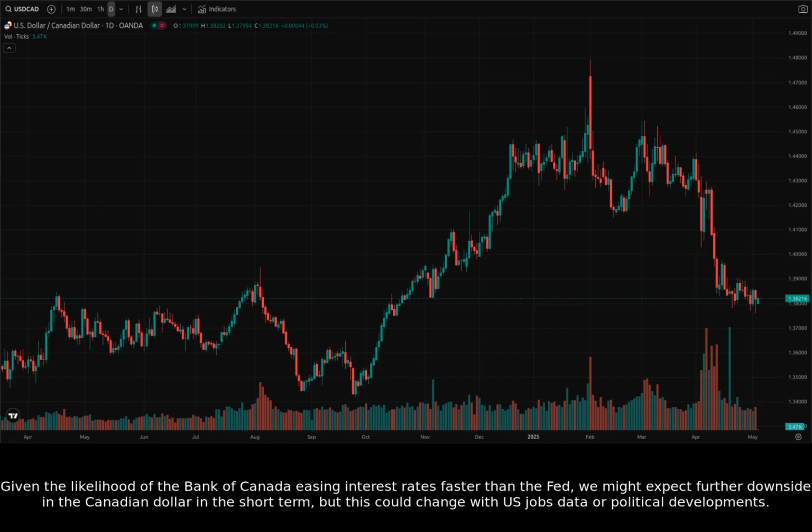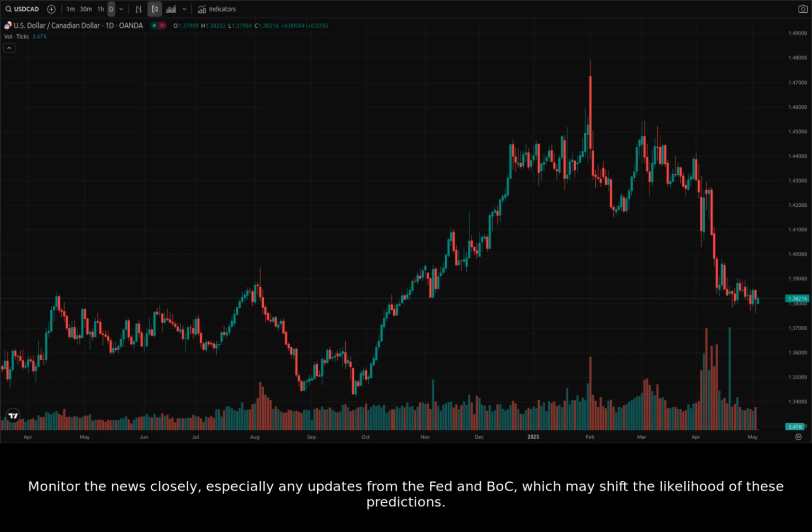Given the likelihood of the Bank of Canada easing interest rates faster than the Fed, we might expect further downside in the Canadian dollar in the short term, but this could change with U.S. jobs data or political developments. Monitor the news closely, especially any updates from the Fed and BoC, which may shift the likelihood of these predictions.